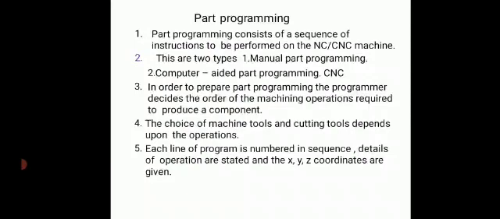Before seeing the part programming, we should know the NC machine and CNC machine. What is an NC machine? NC stands for numerical control. It means a machine which is controlled by a set of instructions in the form of numbers, letters and symbols. The set of instructions is called a program. In NC machines, the programs are fed in on punch cards.